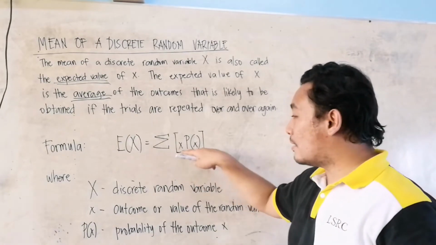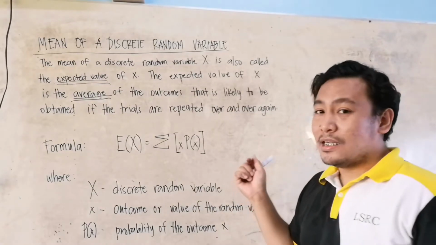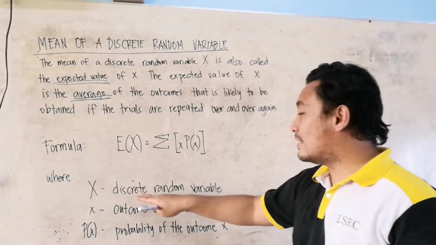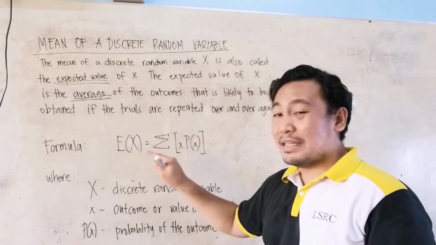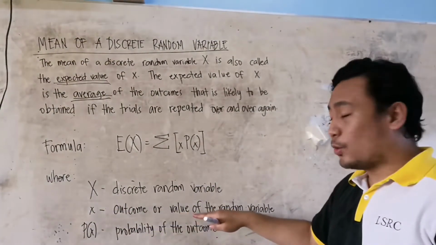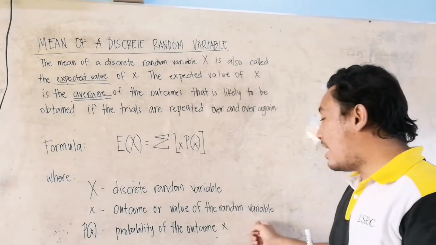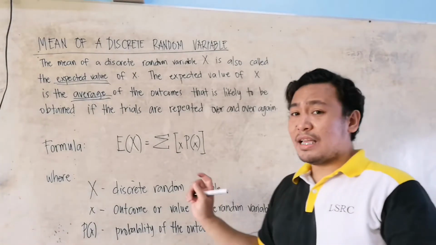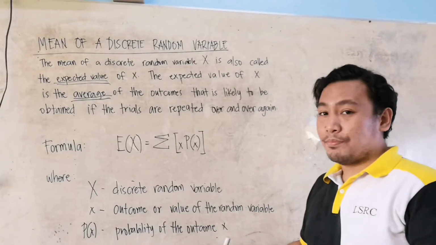So, malaking x and then maliliit na x yung nandito sa loob. Where, kung saan yung malaking x is the discrete random variable. And yung maliit na x, that is the outcome or value of the random variable. And the p of x is the probability of the outcome.